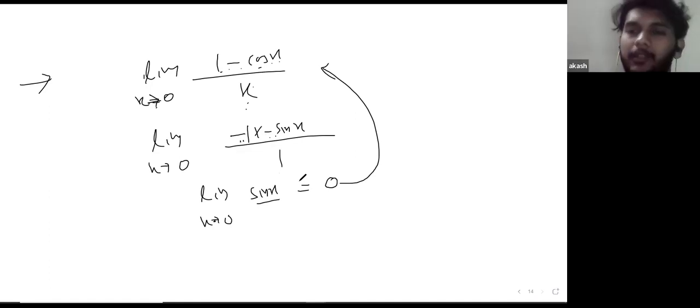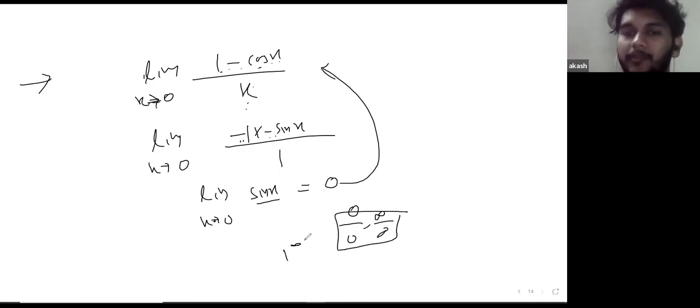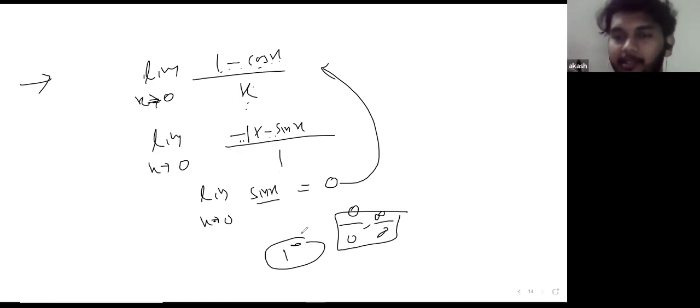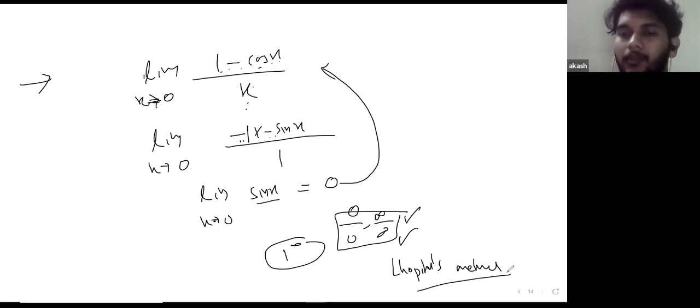You can solve every question using this method when it is 0 by 0 or infinite by infinite form, not 1 raised to the power infinite, which comes in competitive exams. Even in competitive exams, if you have questions based on this indeterminate form, then you can solve. This is called L'Hopital's method. This way you can solve all the MCQ questions.